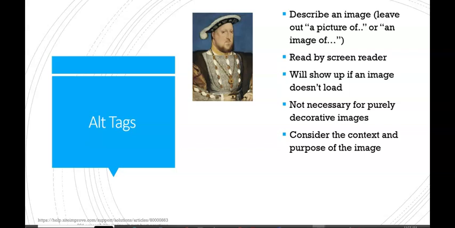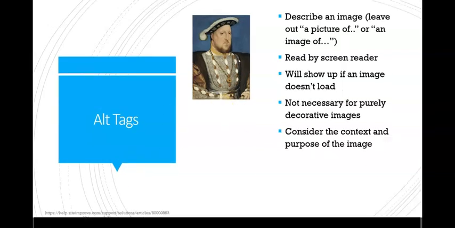The next important element of accessibility we're going to discuss are alt tags, or sometimes it's called alt text. This is another one that's crucial for anyone who is trying to use a screen reader to access course content, because a screen reader is not going to be able to tell the user what is in an image unless there's alt text associated with it.